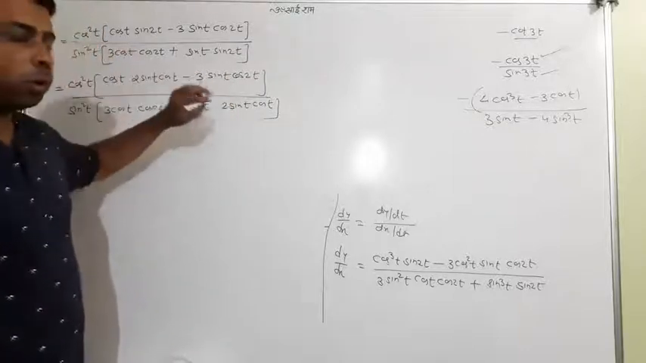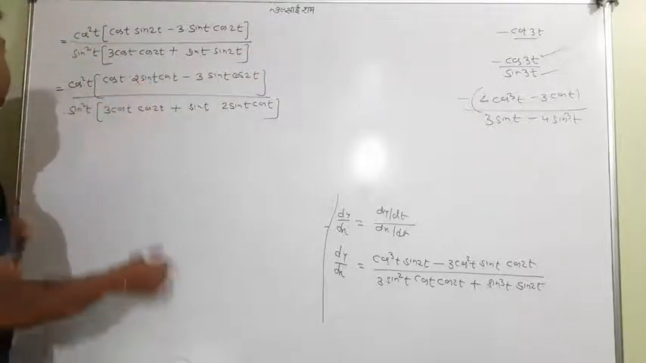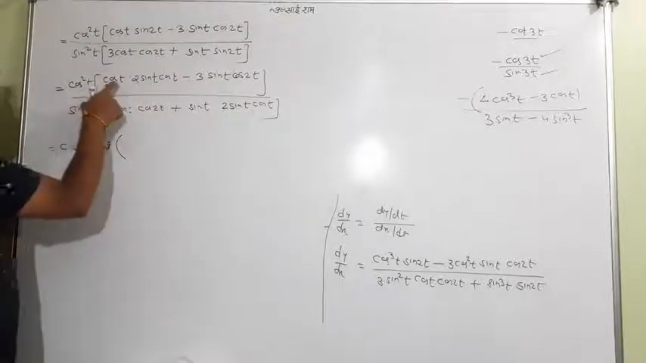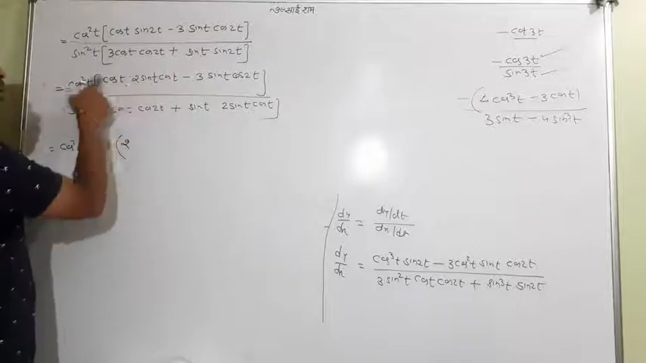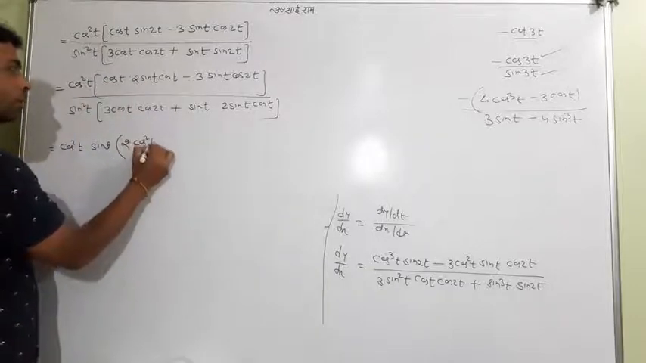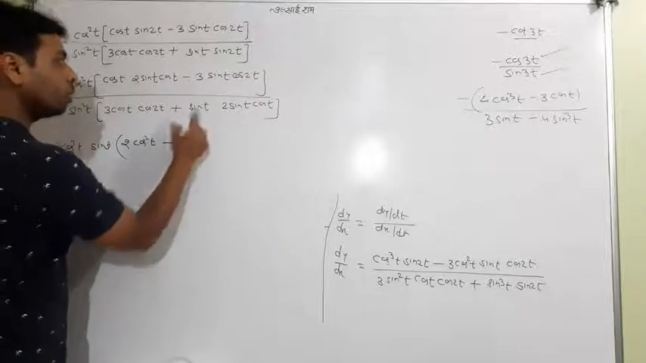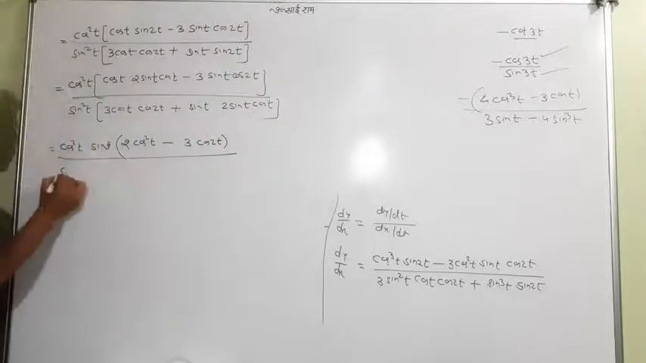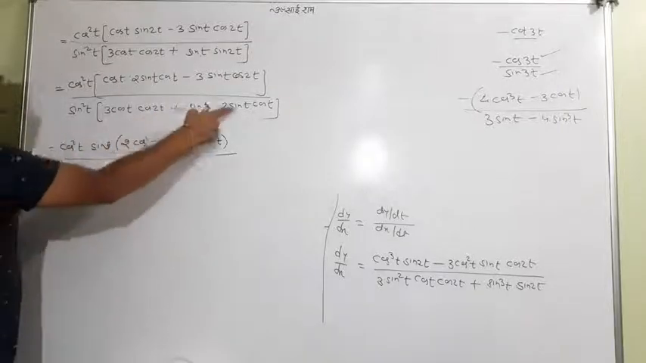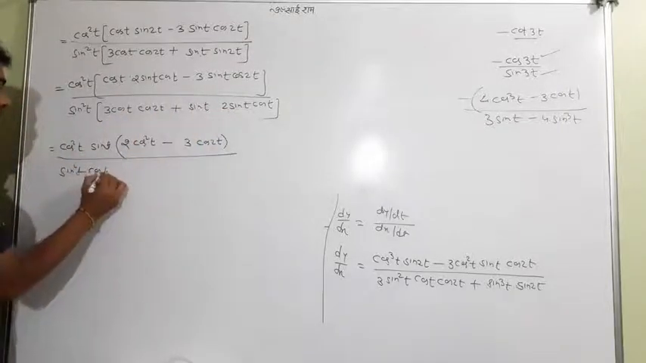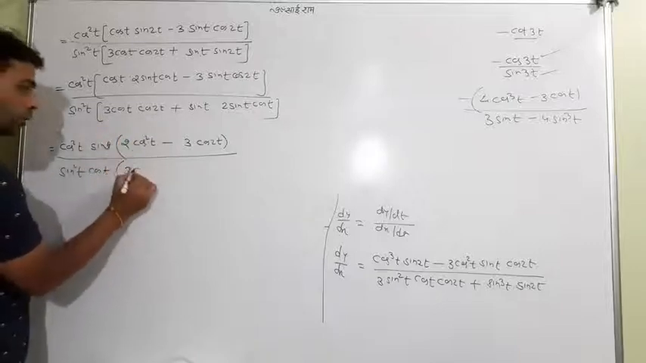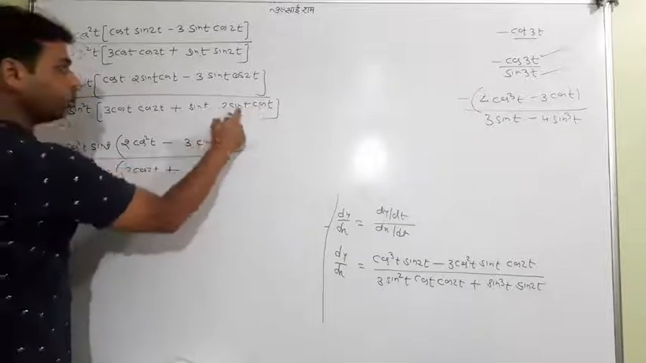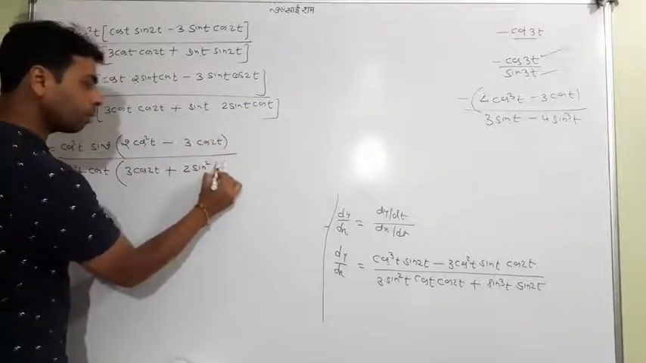Take out some more common. Sin t and sin t are common, so take out sin t. What remains now is 2 cos t and cos t will be cos square t, and this is 3 cos 2t, since sin t is already common. On the denominator side, sin square t is already there. Take out common cos t. What remains is 3 cos 2t plus, since cos t is already common, 2 sin t and sin t will be 2 sin square t.